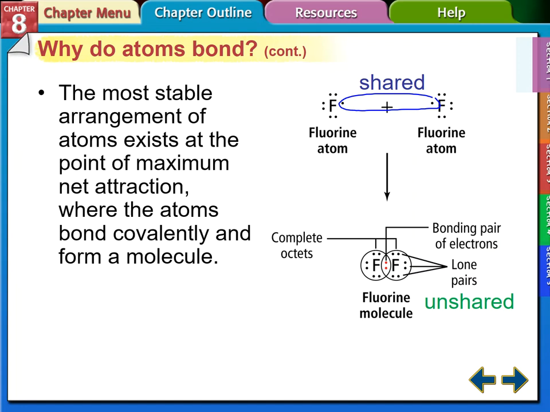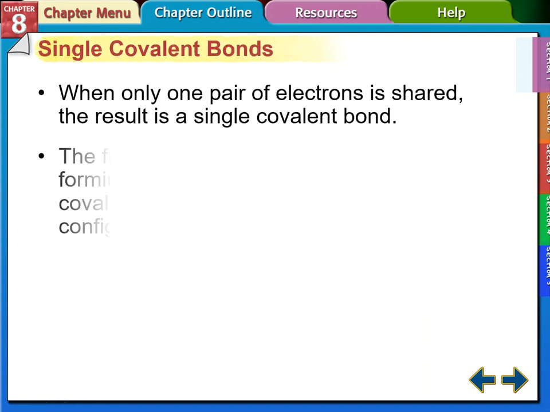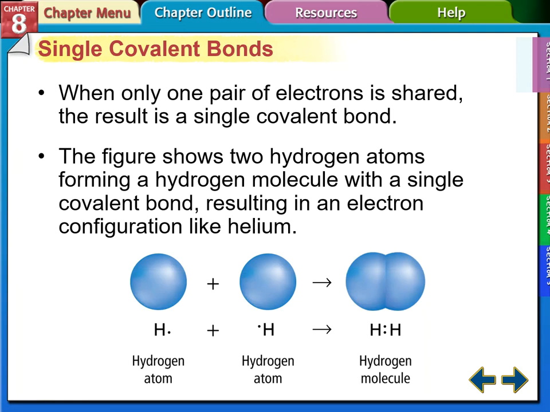So we have 2 fluorine atoms here, and they are sharing 1 electron. They have 7 here and 7 here, and they each share 1 electron. So this shared electron makes a total of 8 electrons around each atom, right? 6 unshared and 1 shared pair in this electron configuration with the fluorine molecule. When only 1 pair of electrons is shared, it's a single covalent bond.